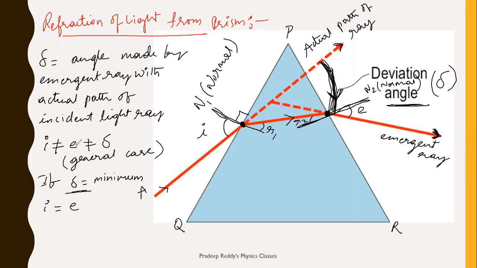In general, I will not be equal to E, but in some cases, at the angle of minimum deviation, that means delta is a very small, minimum value, I can be equal to E. That means the angle of incidence and the angle of emergence will be equal.